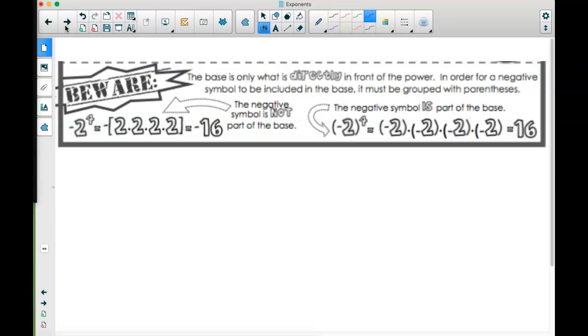Okay, where this looks a little bit different, because the negative 2 is in parentheses, it's negative 2 four times. So for example, if I said negative 3 to the 2nd power, or negative 3 to the 2nd power, these are two different problems.